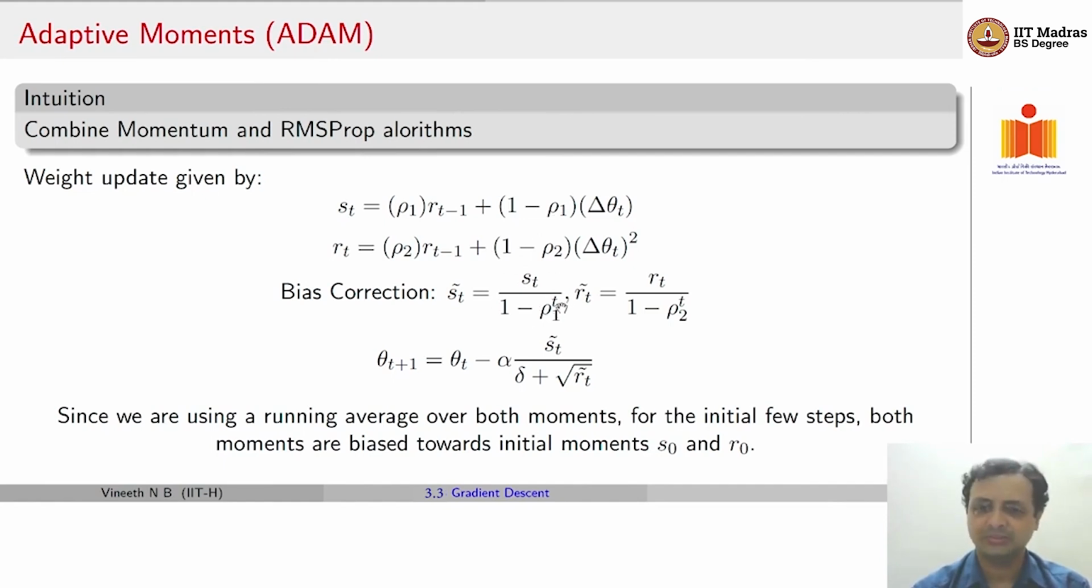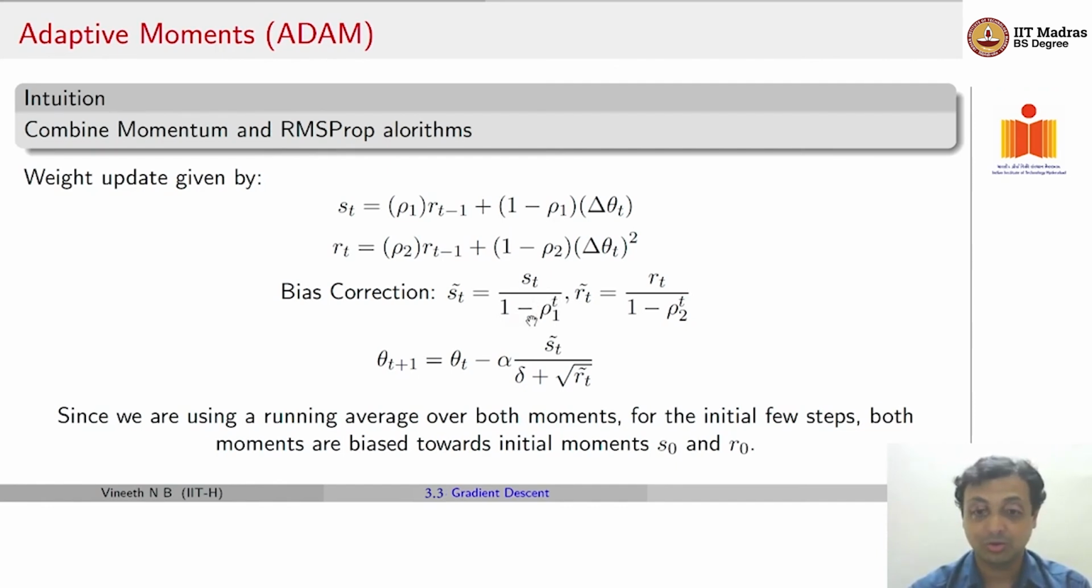What happens in later iterations? We have t here. t is the number of the iteration that you're talking about. Remember, rho 1 is less than 1. It's chosen to be 0.9 or something like that. So rho 1 power t will keep reducing over the iterations. 0.9 into 0.9 is 0.81. As long as you have a value less than 1, as you raise it to the power t, it's going to keep reducing, which means this quantity in the denominator will keep reducing over iterations.